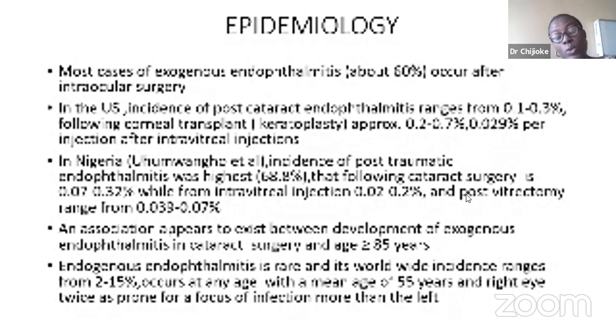Endogenous endophthalmitis is rare, and its worldwide incidence ranges from 2 to 15%, and it occurs at any age with a mean age of 55 years. The right eye is twice as prone for a focus of infection more than the left, although in 25% of cases, it was found that it can be bilateral. The explanation for the right eye being more prone is the proximal and direct supply from the right carotid artery.